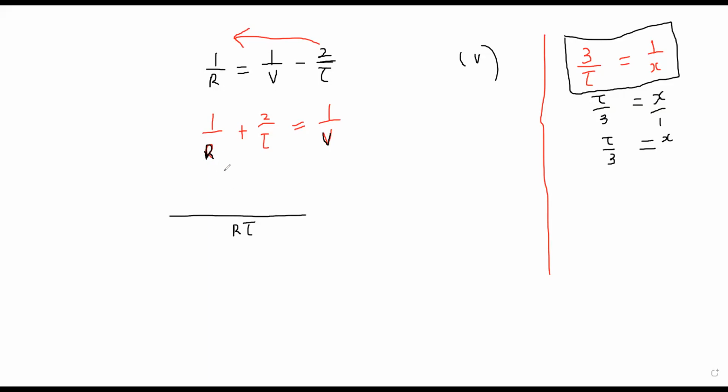Then we say R into RT, like number fractions, right? R into RT, the R cancels out and we're left with T. So we multiply it by the numerator. T times 1 is T.